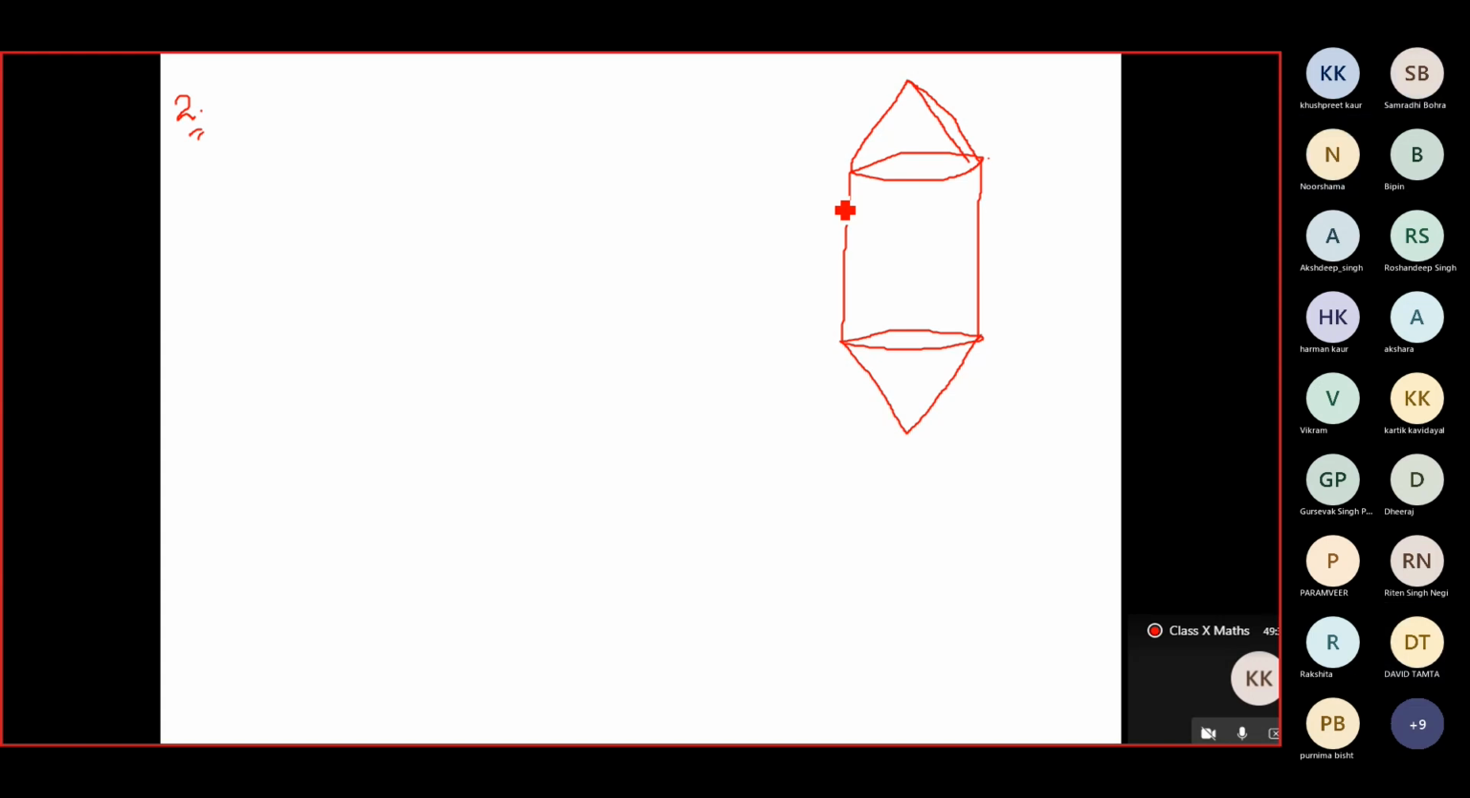Yes. The diameter of the model is 3 centimeters. So the diameter is 3 centimeter. What will be the radius of the model? Yes, 3 by 2 centimeter. And the length of the whole model is 12 centimeter.